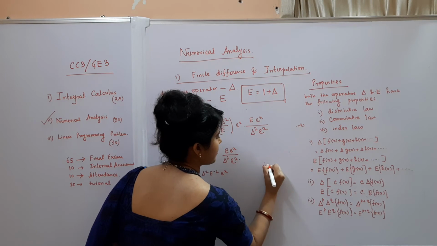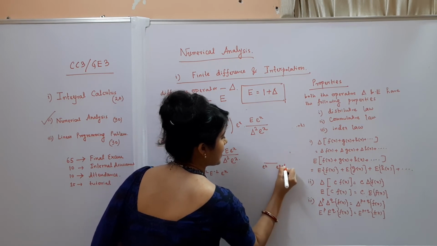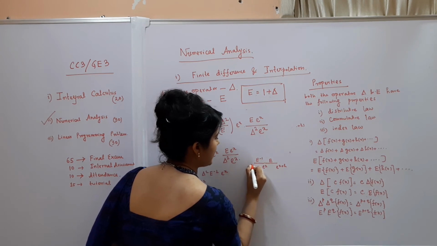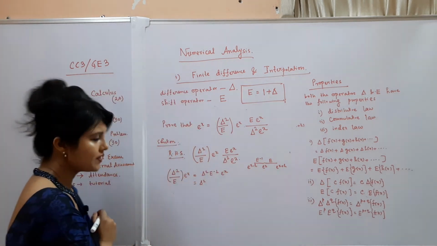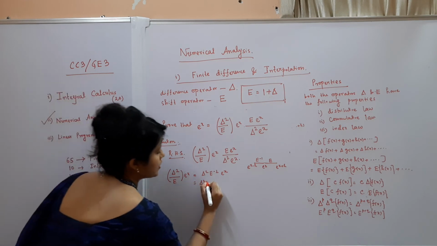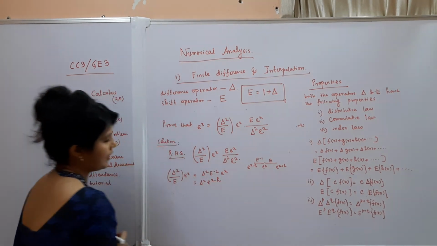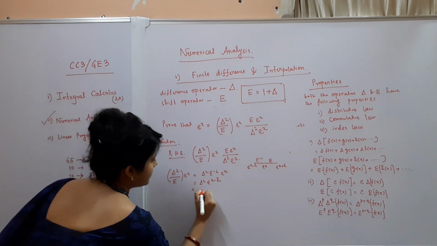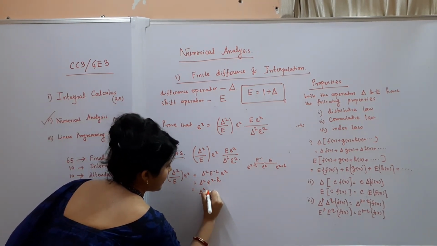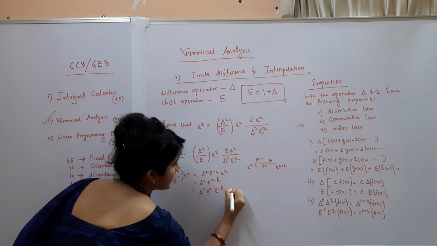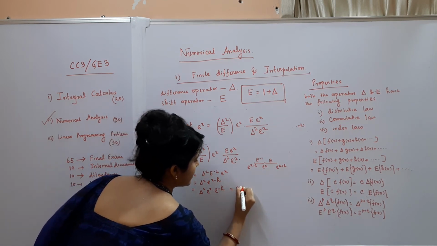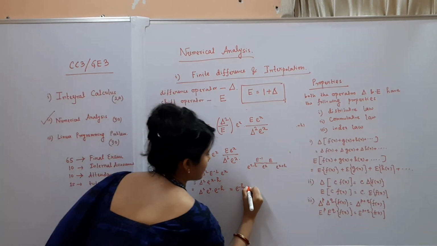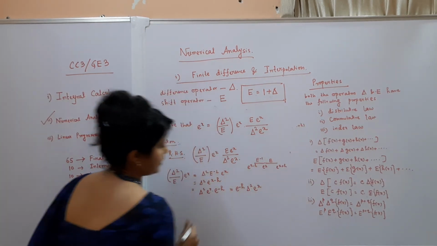If it is e to the power x, then whenever e is applied this will become e to the power x plus h, and whenever e inverse is applied, it will come to e to the power x minus h. So therefore you will get e to the power x minus h. Okay. So therefore delta square e to the power x into e to the power minus h. So this term is constant. So this term came out using the index law. So you will be left with delta square e to the power x.